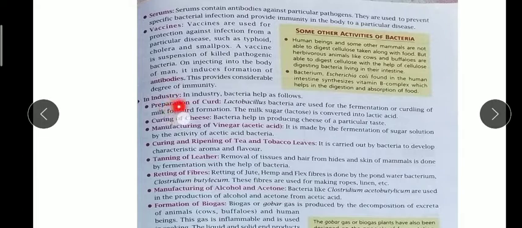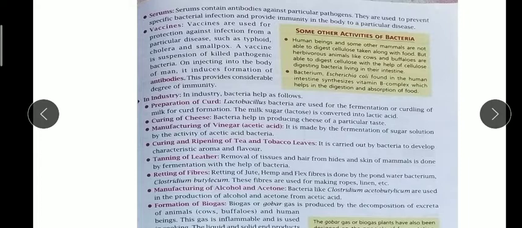In industries also, bacteria help in the preparation of curd. Our curd contains Lactobacillus bacteria, which helps in the curdling. During curd formation, milk sugar, which is lactose, is converted into lactic acid. It helps in the manufacturing of cheese also. Bacteria give flavor to the cheese, cottage cheese, processed cheese.